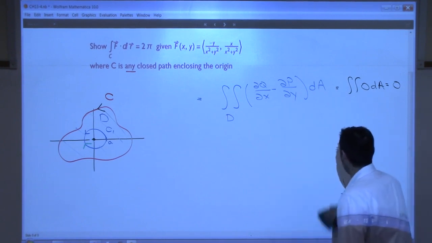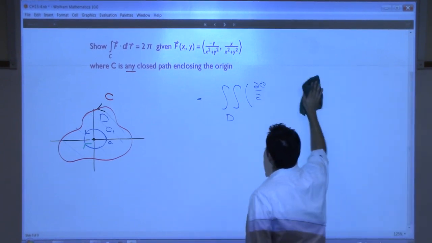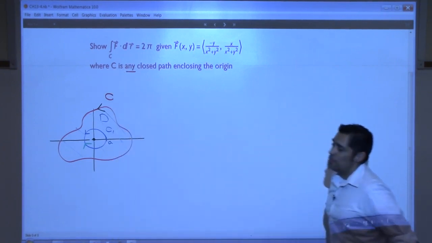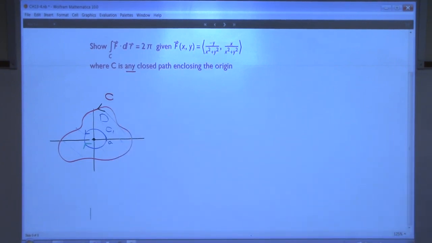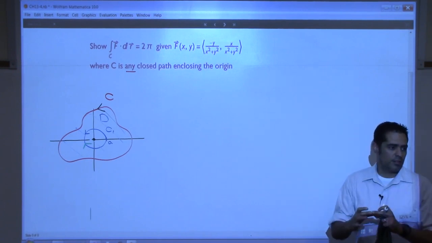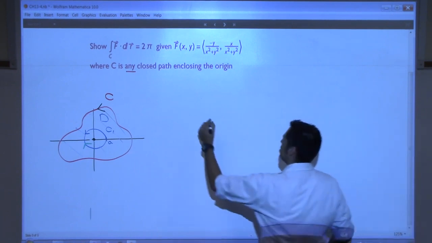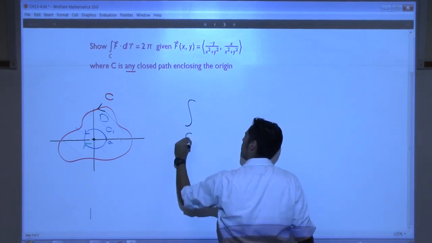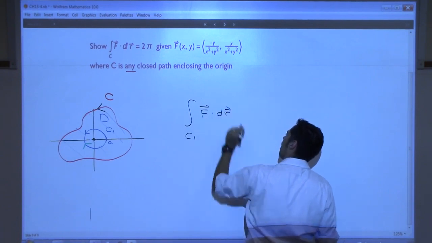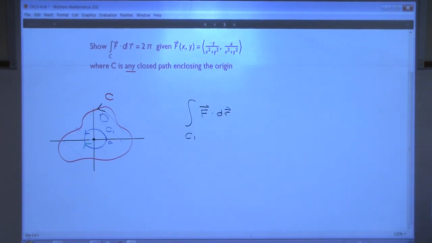Okay, so this whole problem of trying to show you that this line integral over an arbitrary curve is equal to 2 pi has reduced down to me showing you that over an arbitrary circle of radius a, the answer is 2 pi. So I just need to know this. What is the line integral over C1 of f dot dr? So how would you like to do this? You have options.